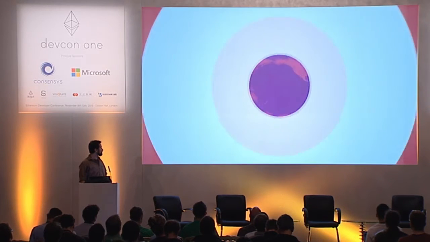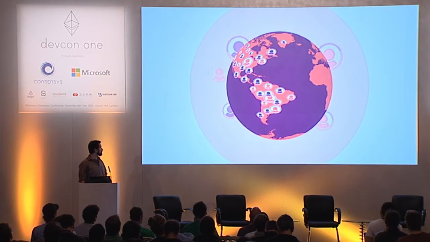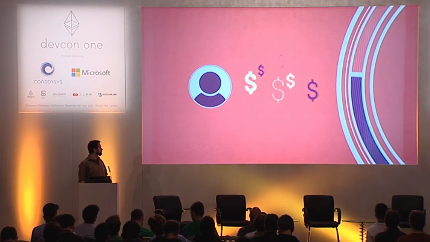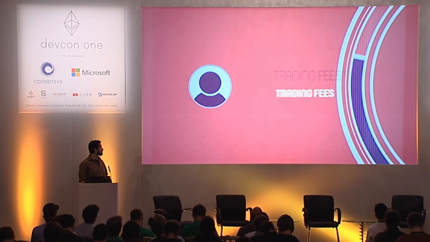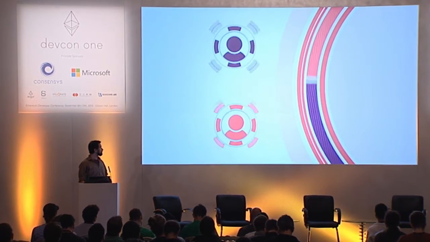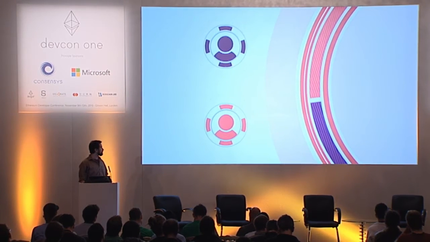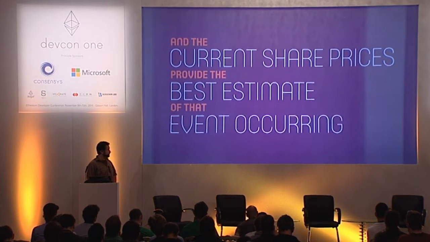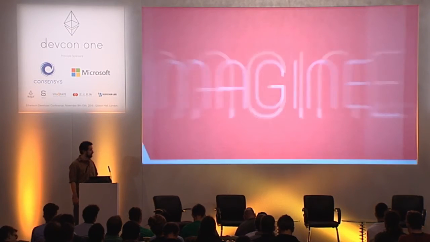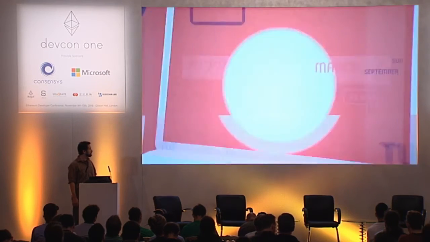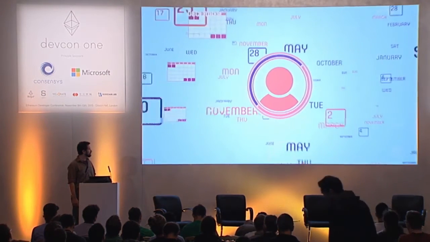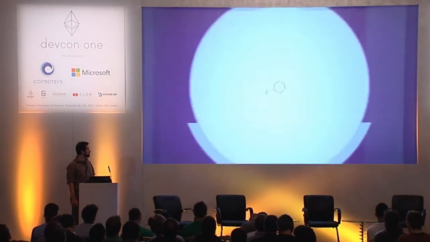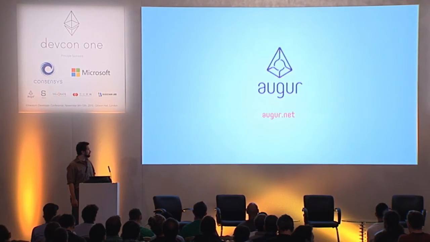Using Augur, anyone, anywhere in the world can create a market asking a question about anything. Market makers provide some initial funding for the market and in return receive some trading fees. Anybody can freely buy and sell shares in the outcome of that market. And the current share prices provide the best estimate of that event occurring. Imagine being able to Google questions about things that haven't happened yet and receiving accurate odds of their occurrence. That power, the power to glimpse into the future, is what we believe everyone should have access to.